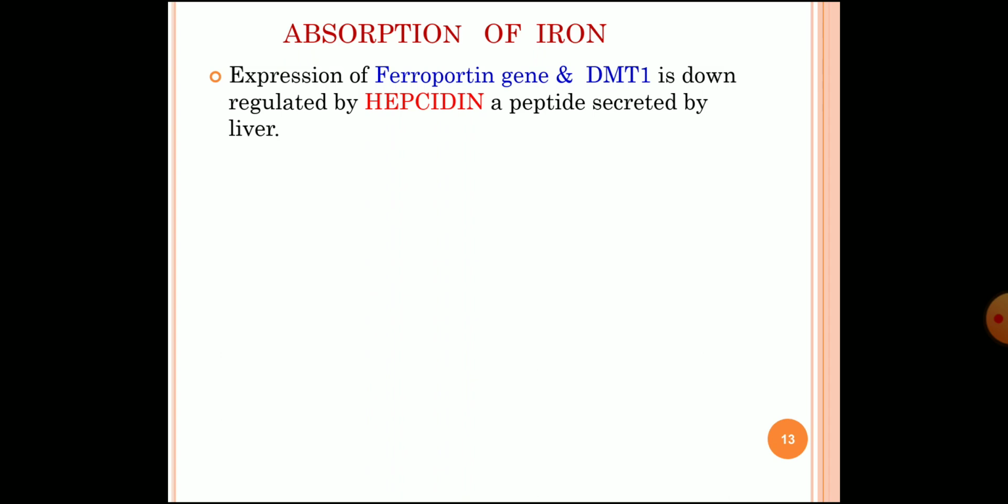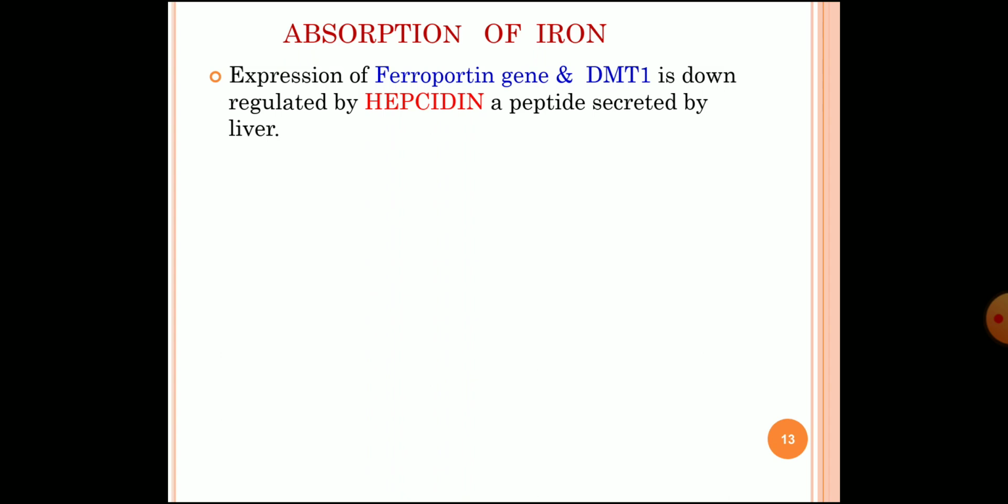So in the body, if there is enough iron, there is no requirement of further absorption, right? In that condition, the liver secretes hepcidin, a protein which will inhibit the synthesis of ferroportin, which is the transporter from the cell to the basal part, and the divalent metal ion transporter, which is the protein spanning the apical part for the absorption of ferrous iron into the cell. So both of these are decreased when there is hepcidin. So hepcidin is produced when there is excess iron in the body.